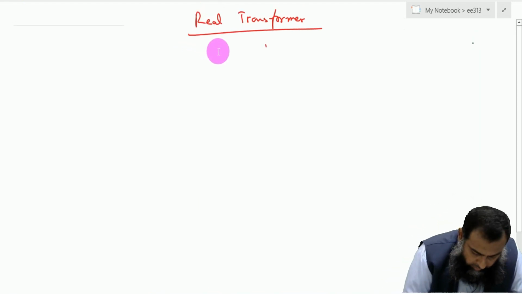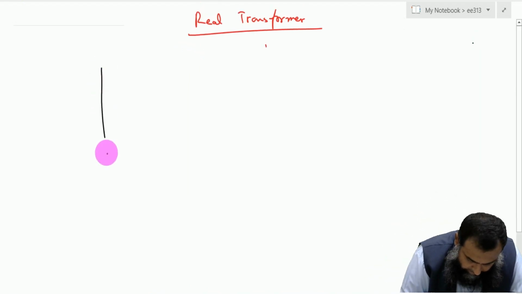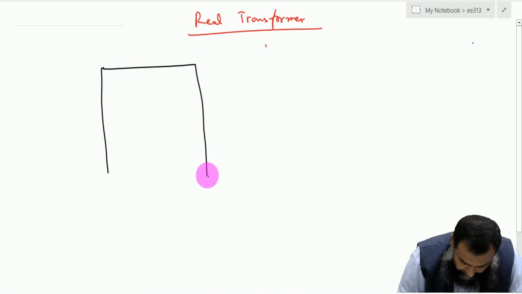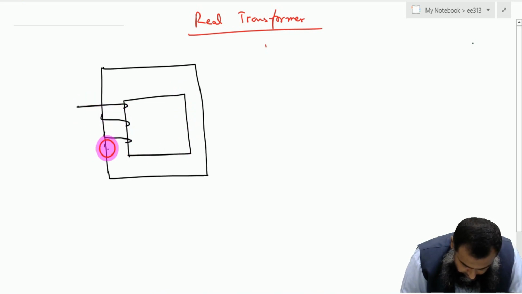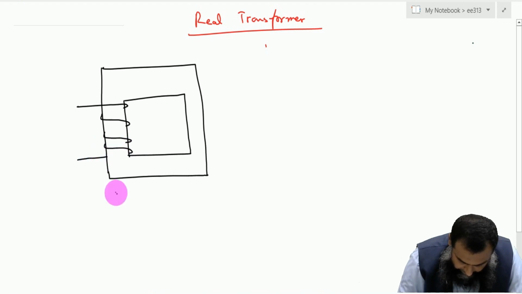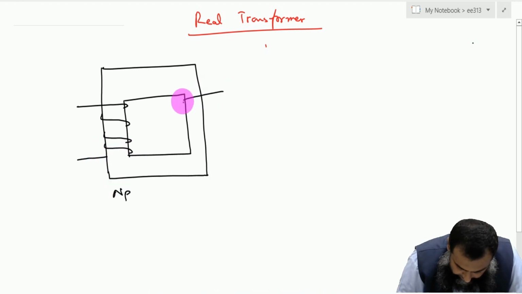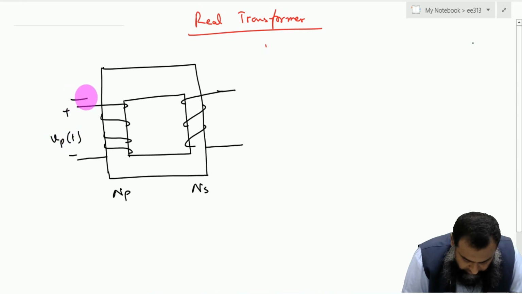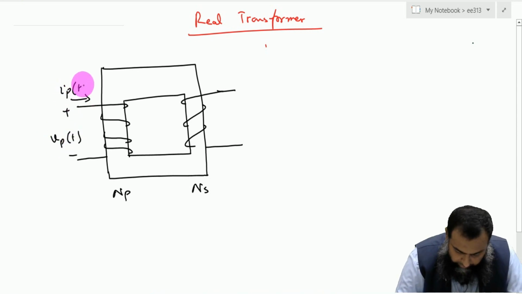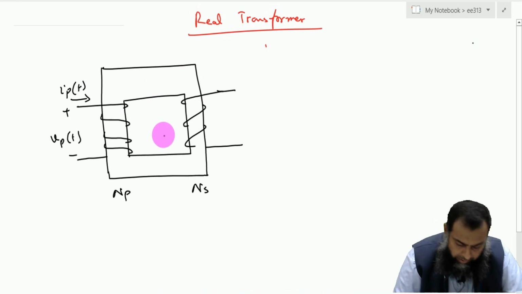So let us draw a real transformer. Let us say that we have this core, and in this core we have number of turns Np on the primary side, and there are some turns on the secondary side, that we say is Ns. Let us say we apply a voltage Vp(t) here. As a result, we have some current Ip(t) flowing into this particular transformer.